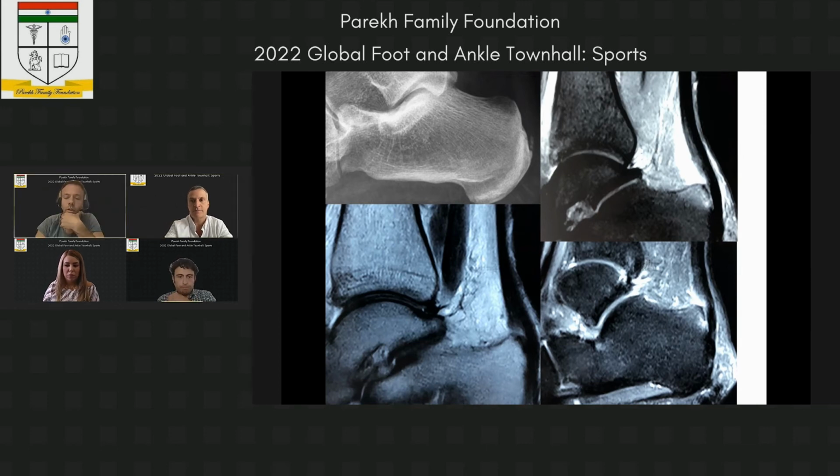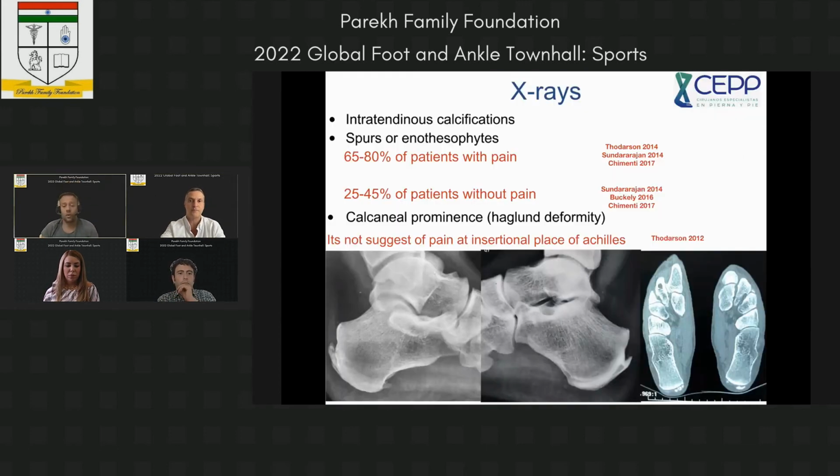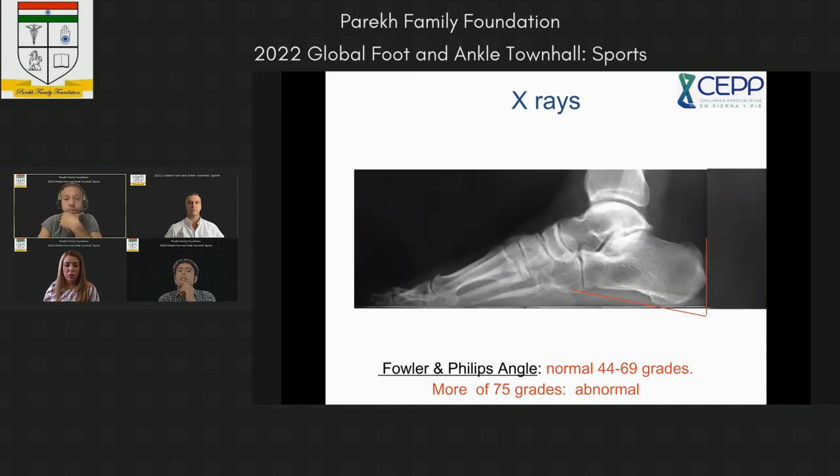Well, good. This is important. What Adri told us, some information about the x-rays, is very important because you can see intratendinous calcification, spurs, in 68 to 80% of patients with pain, nearly 45% in patients without pain. Remember that the Haglund deformity is not a sole cause of pain, at the insertion of the Achilles.